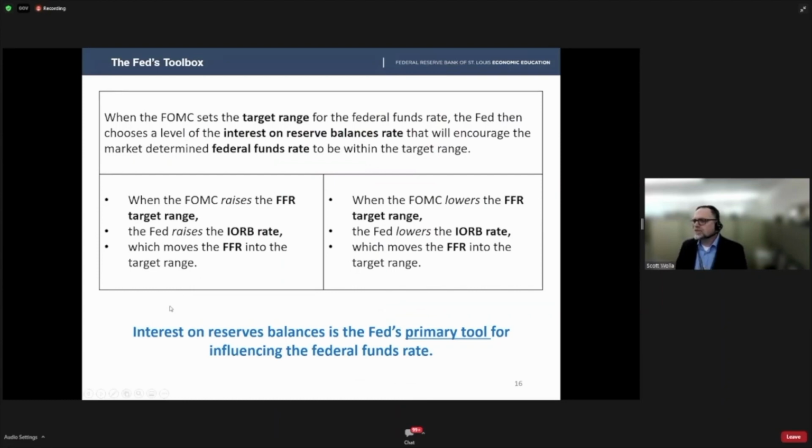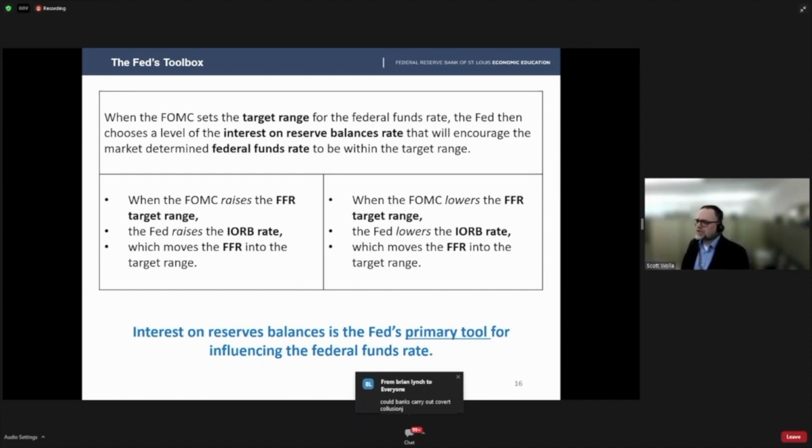Okay, so when it comes time to implement policy, here at the top, it says when the FOMC sets the target range for the federal funds rate, the Fed then chooses a level of the interest on reserve balances rate that will encourage the market determined federal funds rate to fall within the range. Okay, so there's really two steps here. We talk about conducting monetary policy and implementing monetary policy.